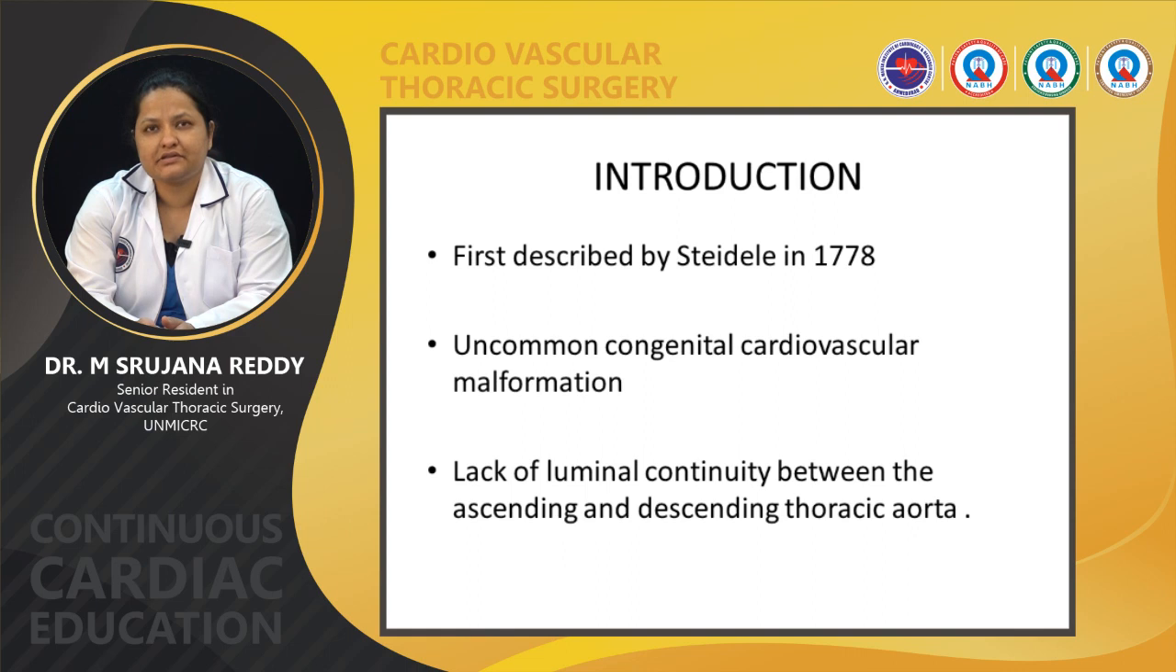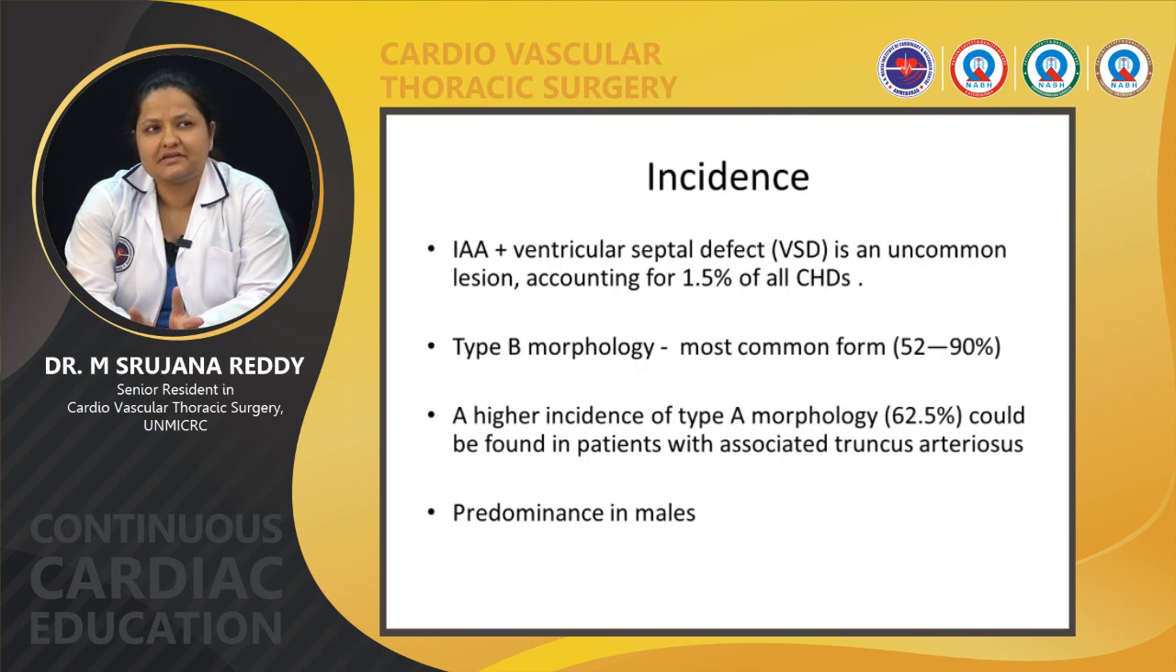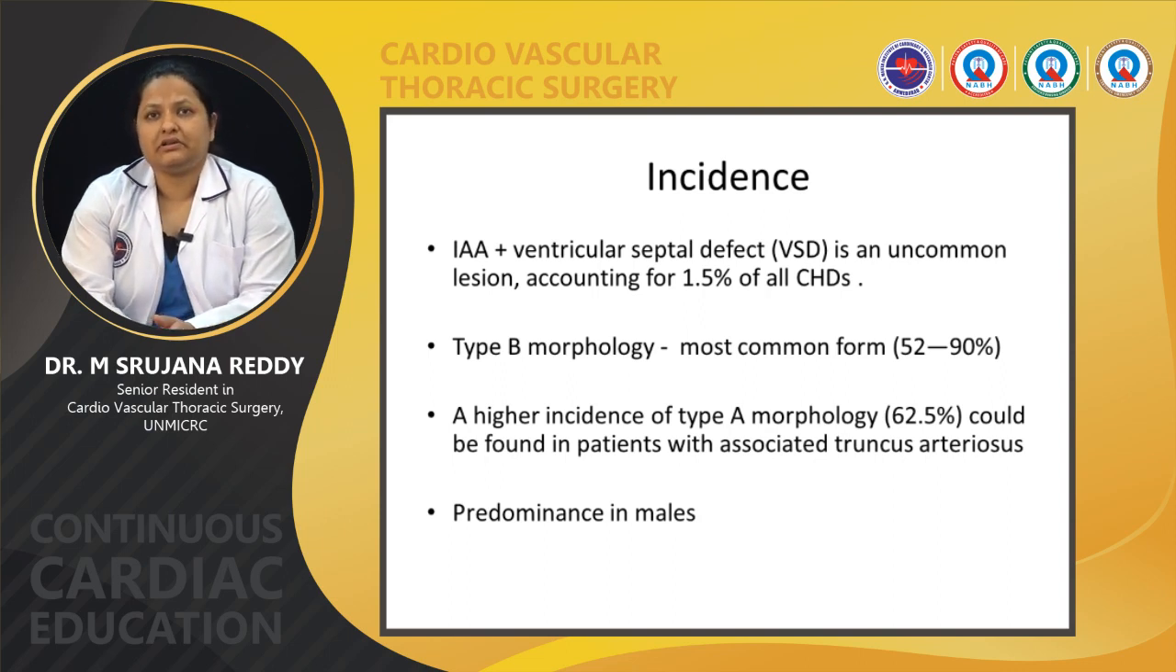Coming to the introduction, it was first described by Steidl in 1778 and it's one of the very uncommon congenital cardiovascular anomalies, and it is technically defined as lack of luminal continuity between the ascending aorta and descending aorta. The incidence is nearly 1.5%. It constitutes about 1.5% of all the congenital heart diseases, and out of these the most common form is the type B morphology. Though it has been postulated that type A morphology can be seen in increased incidence if associated with truncus arteriosus, and they have also found there is slight predominance in males.